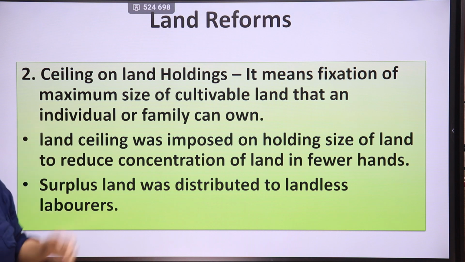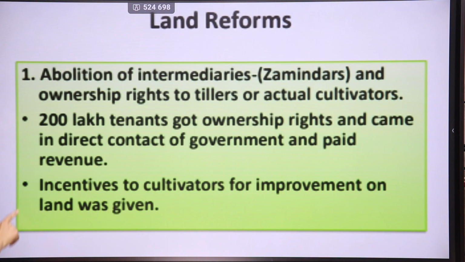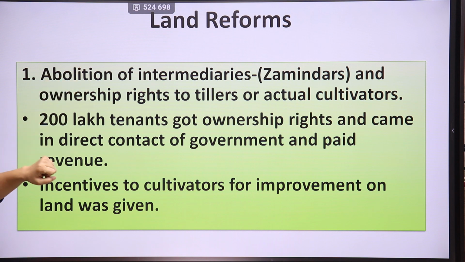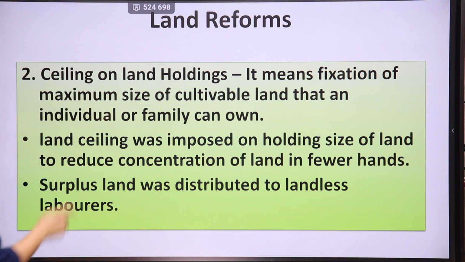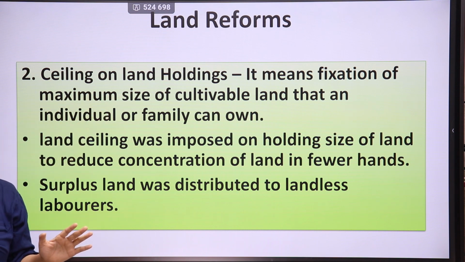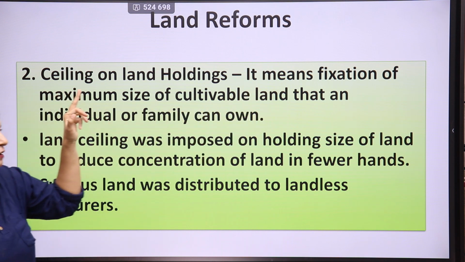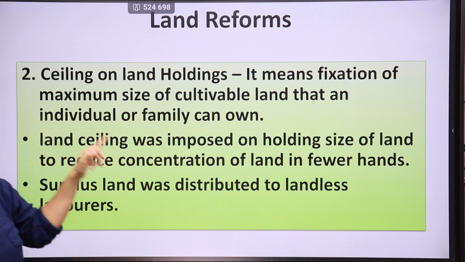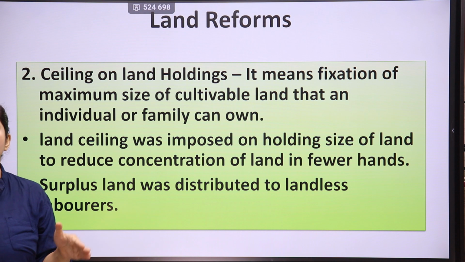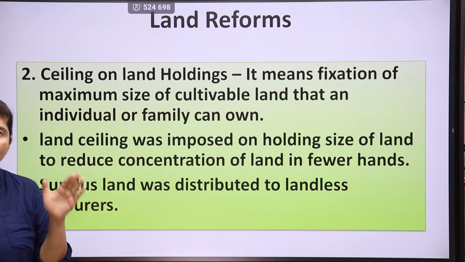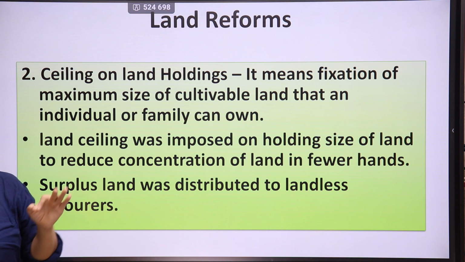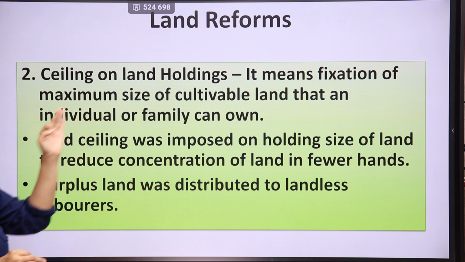Land reforms, ceiling on land holdings. So we did abolition of intermediaries, that is also land reform, because zamindars were abolished, and thereafter ceiling on land holding. What is ceiling? Putting a limit. That's like a roof. You are putting a limit on the ownership rights of land. So what does it mean? It means fixation of the maximum size of cultivable land that an individual or family can own. So what is the maximum amount of land which a single name could hold? That is your land ceiling.